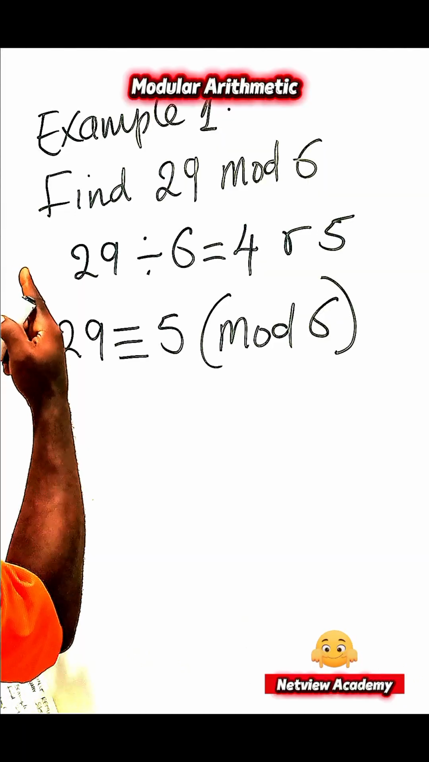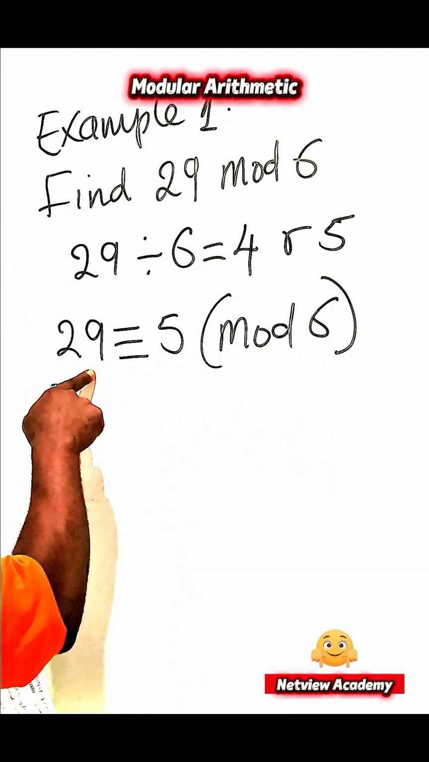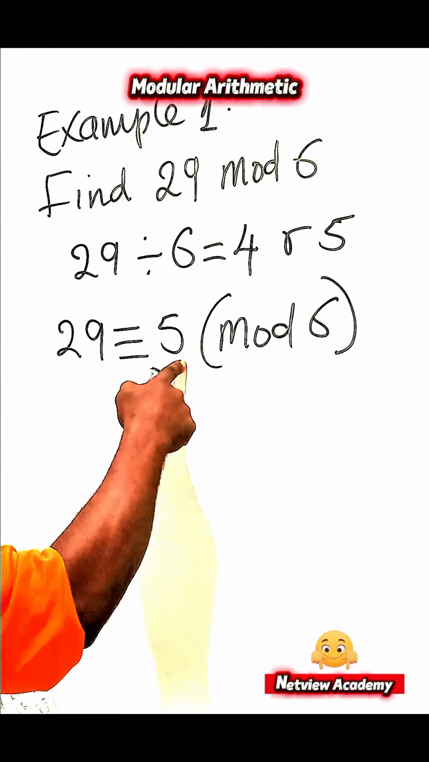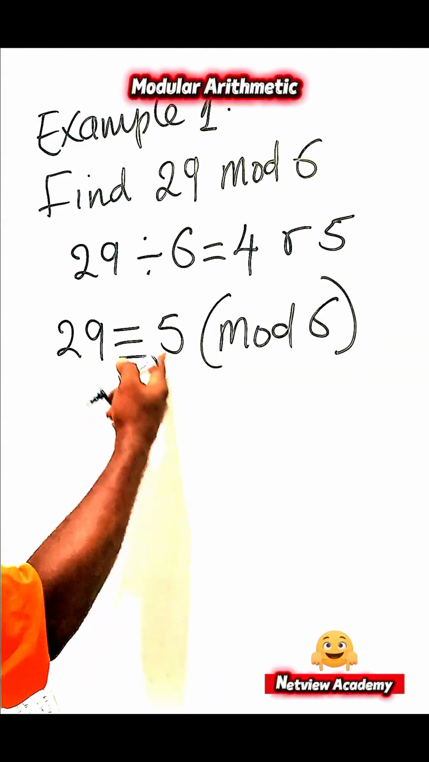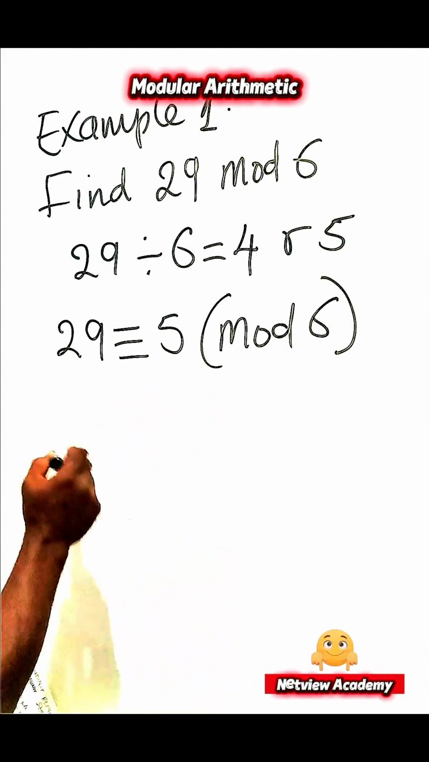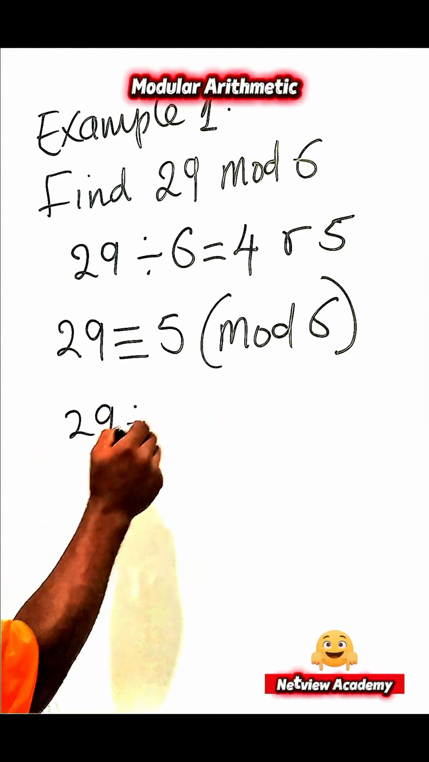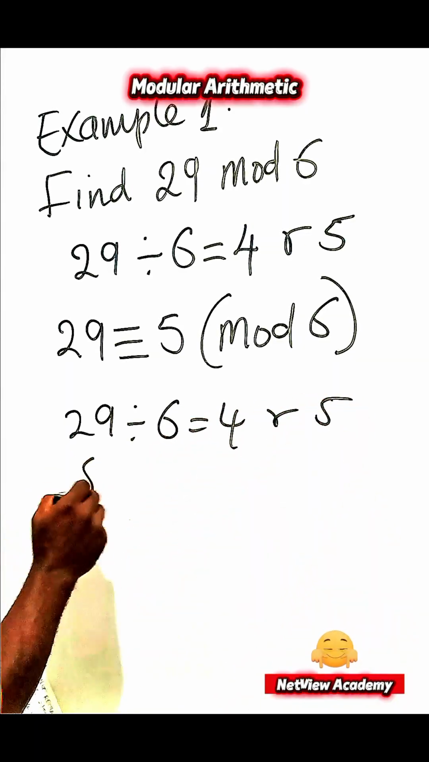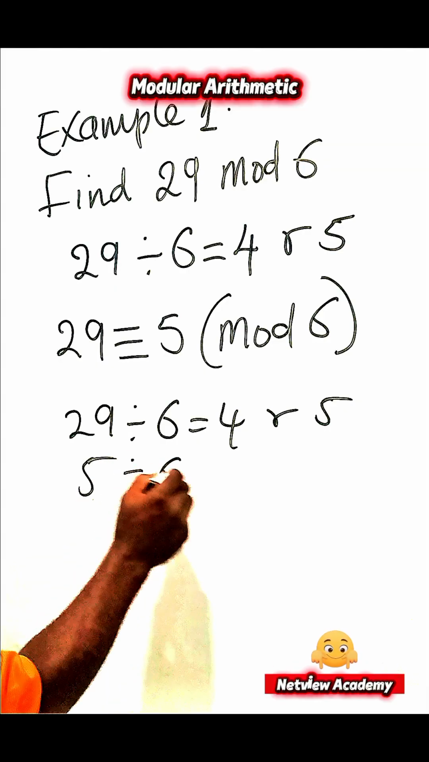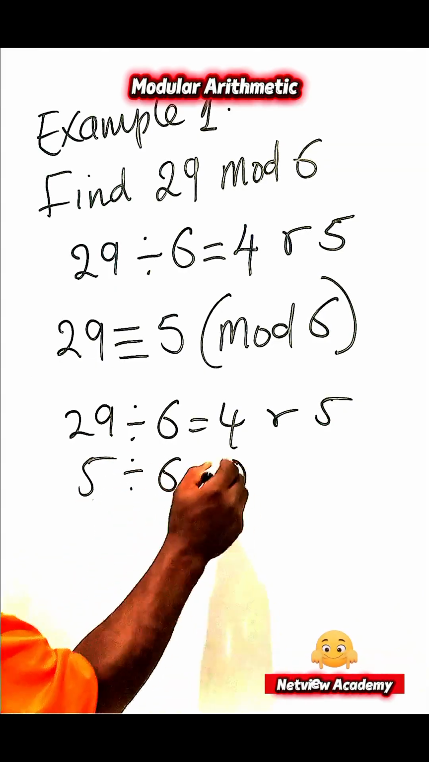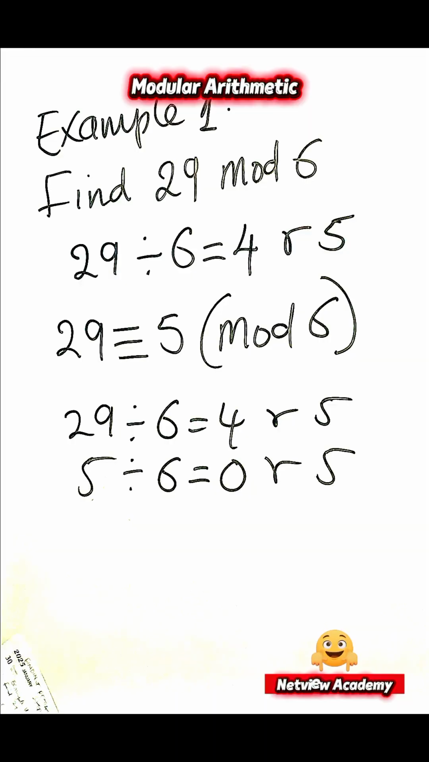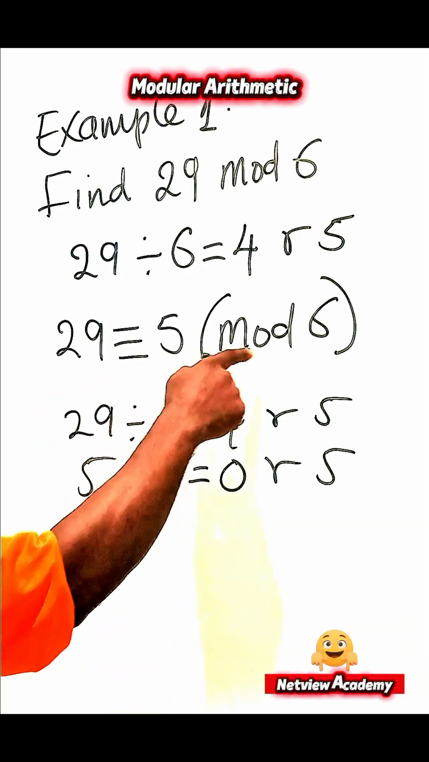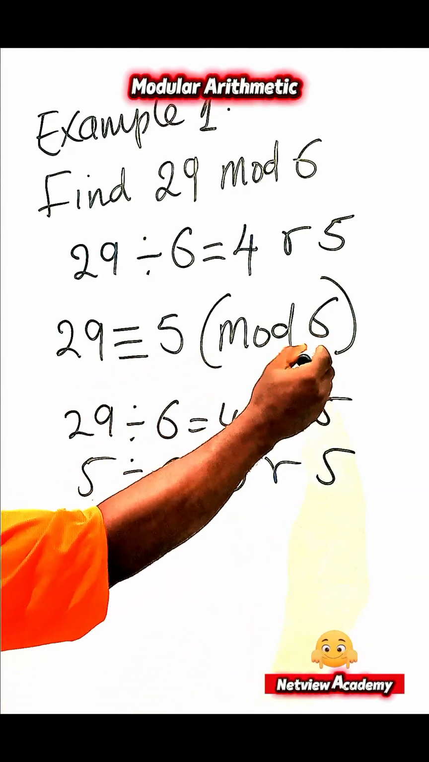So when 29 is divided by 6, the remainder is the same as when 5 is divided by 6. So let's check and see if we are correct. 29 divided by 6 is equal to 4, remainder 5. 5 divided by 6 is equal to 0, remainder 5. Therefore, 29 is congruent to 5 when both values are divided by 6.